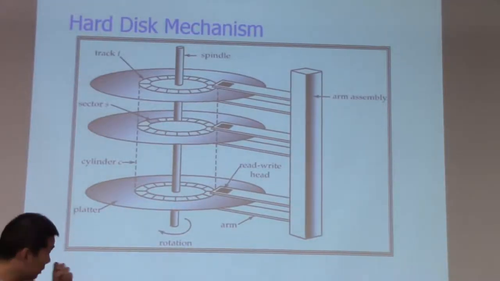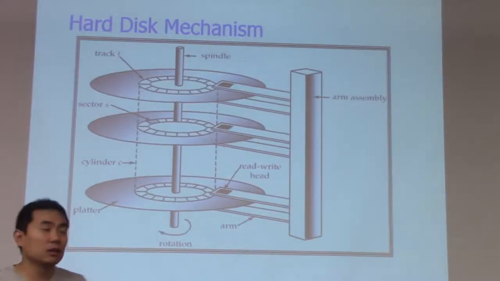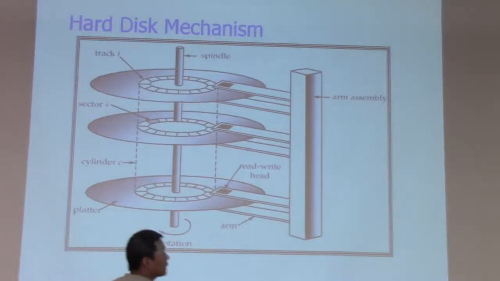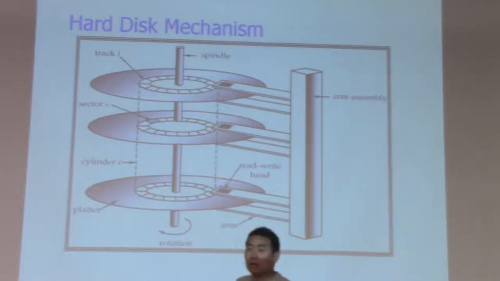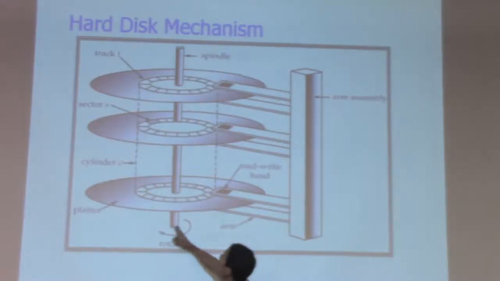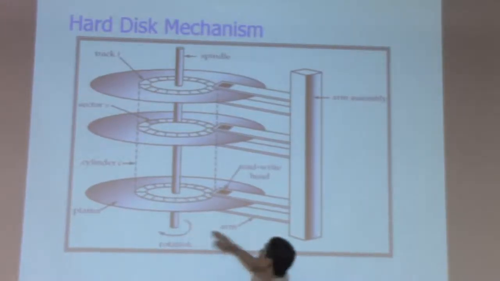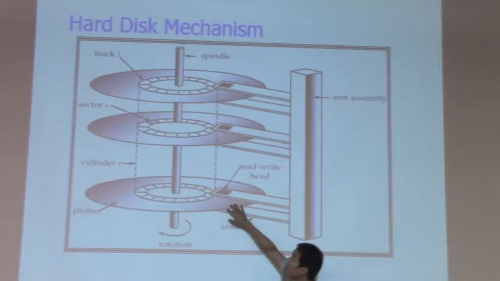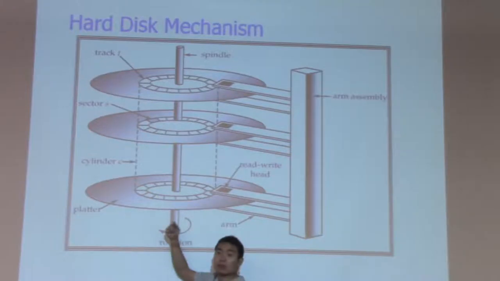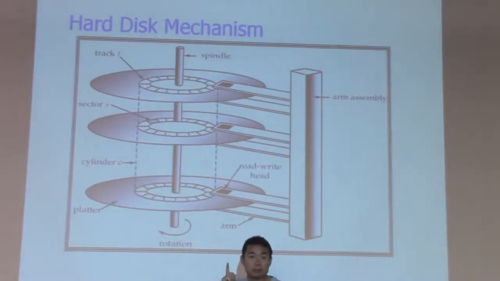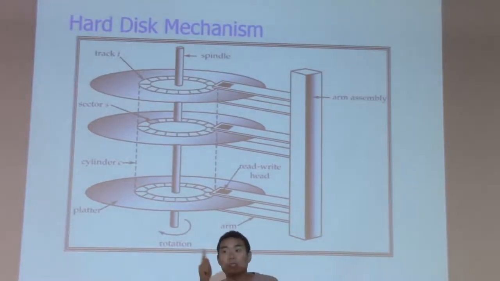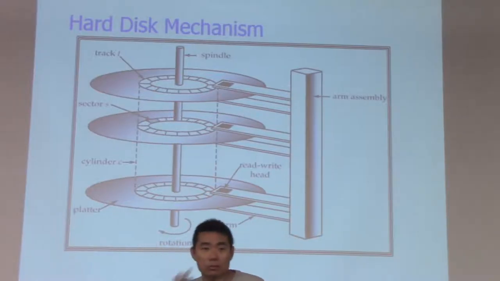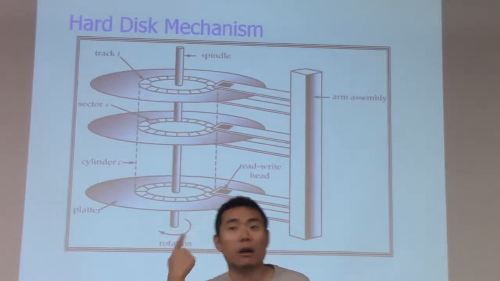Okay, so if you look at this structure, there are a few distinct components that you can immediately recognize. There is a spindle in the middle. There's an arm assembly at the side. Then there are many what we call platters that attach to the spindle in the middle. And the spindle rotates all the time. So once you power up your system, they rotate all the time.